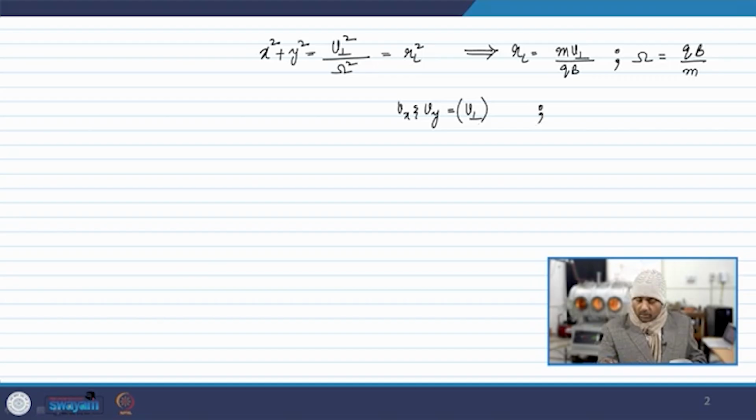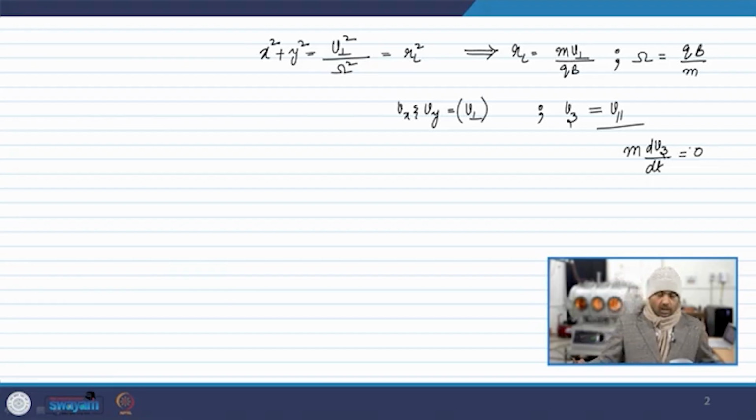the z component of the velocity Vz can also be referred to as V parallel, and in this equation m dVz by dt will be 0, which means the z component of the velocity will not change, because it is parallel to the external applied magnetic field, and by nature the force which arises out of the magnetic field will always be perpendicular to the velocity and the magnetic field, right.